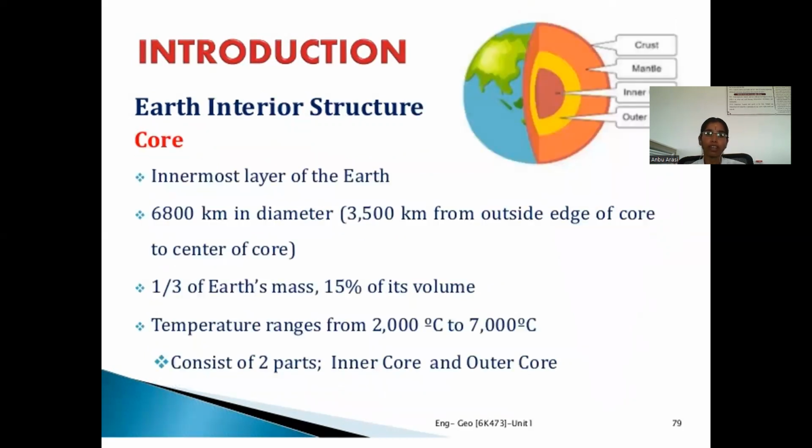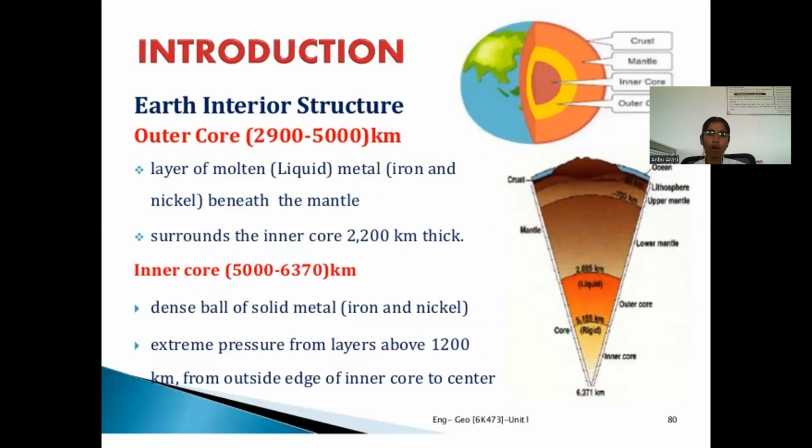Next, core. The innermost layer of the Earth is called the core. Core is about 6,800 kilometers in diameter. One third of Earth's mass, that is 15% of its volume, is in the core portion. Core portion has temperatures from 2000 degrees Celsius to 7000 degrees Celsius. It consists of two parts, that is inner core and outer core. Outer core is between 2900 kilometers and 5000 kilometers.